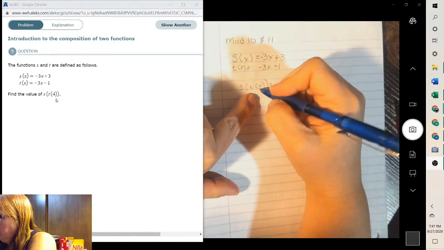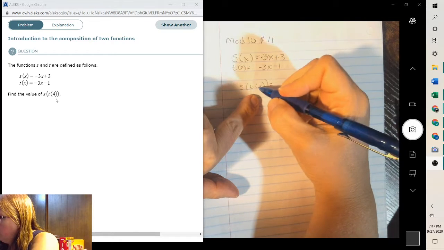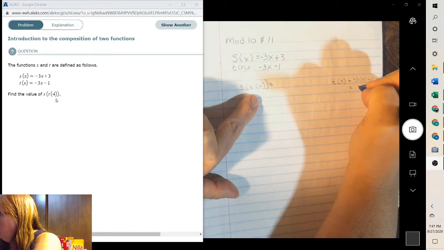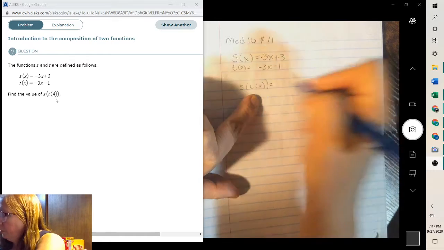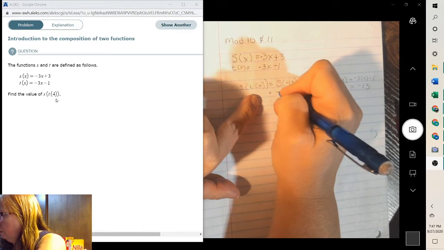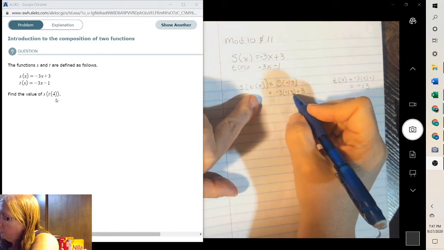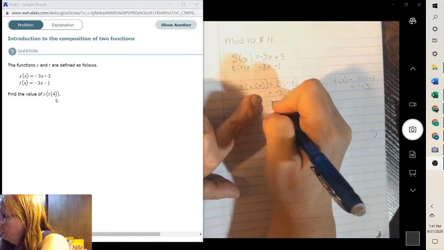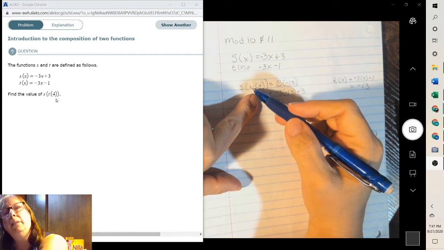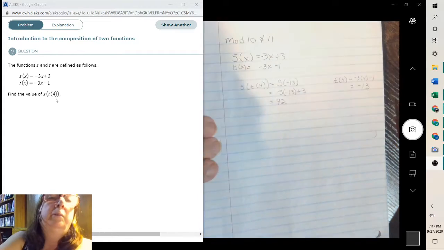Well, you're just plugging in and finding t of 4 first. And t of 4, plugging in here, negative 3 times 4 minus 1 is negative 13. So this is negative 13, so we want to find s of negative 13. And this is a positive 39 plus 3, which is 42. So you're just taking the value, plugging it into this one, and taking that answer and plugging it into the next one. Let's try one more.